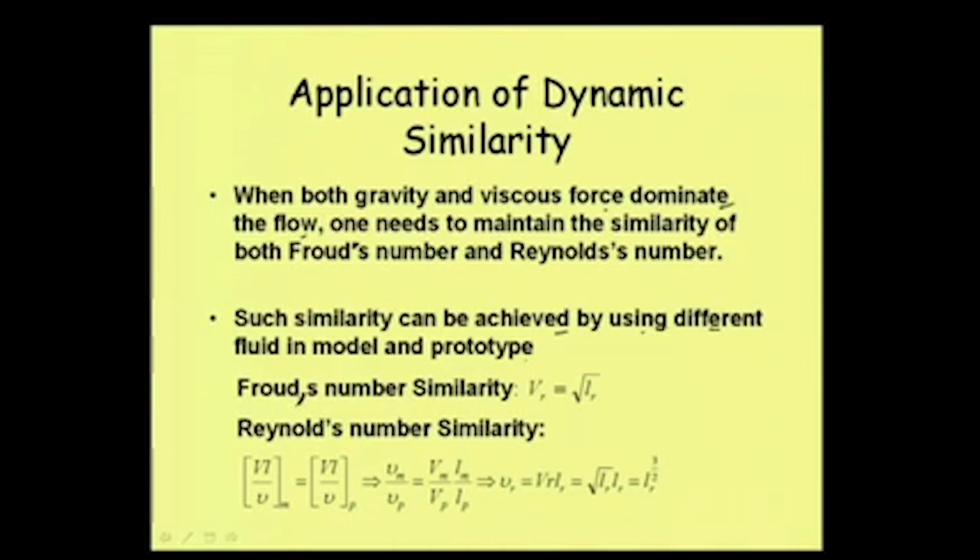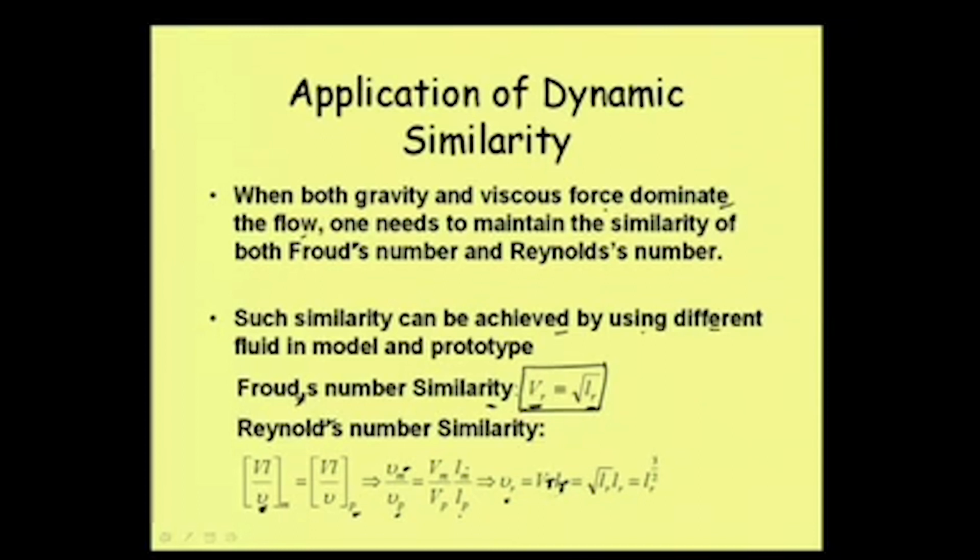So, Froude number similarity we can maintain by putting V r equal to root over L r. Then for Reynolds number similarity, we have V L by nu, where nu is the kinematic viscosity. Rather than writing rho V L by mu, we can write V L by nu of model equal to V L by nu of the prototype. From that we get nu m by nu p equal to V of model by V of p, the velocity ratio, times L of model by L of p. So nu r is equal to velocity ratio into length ratio.